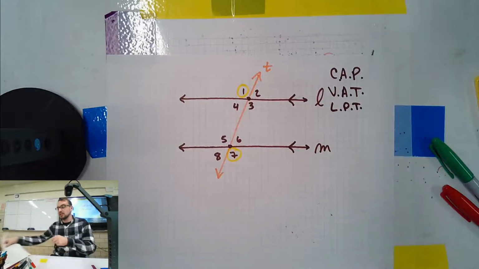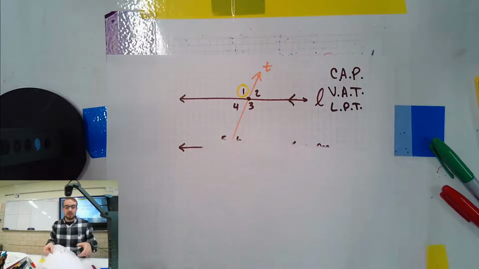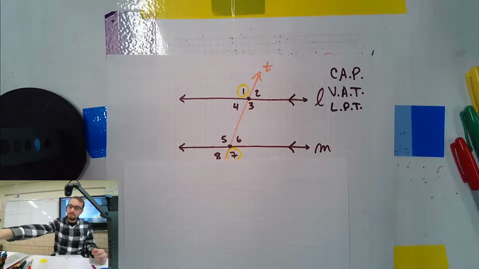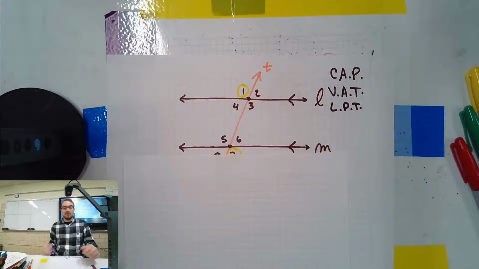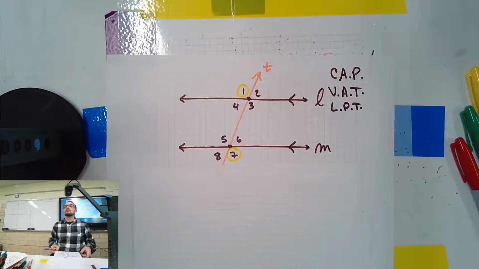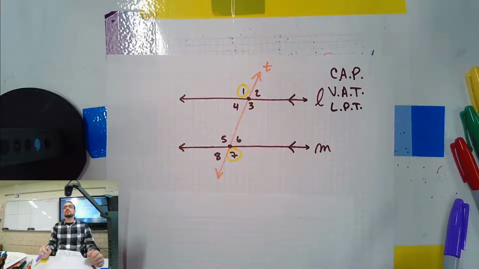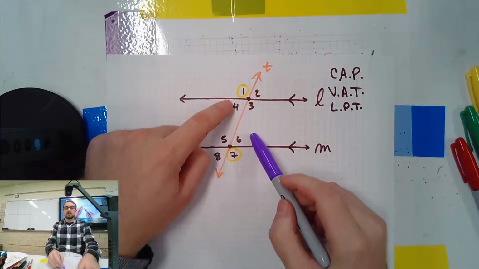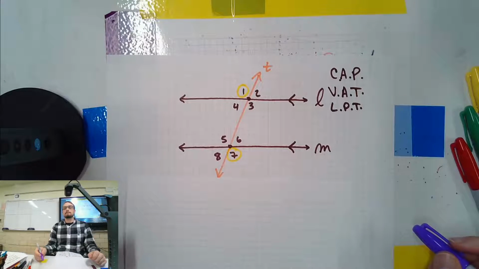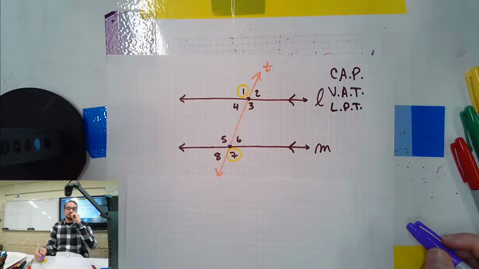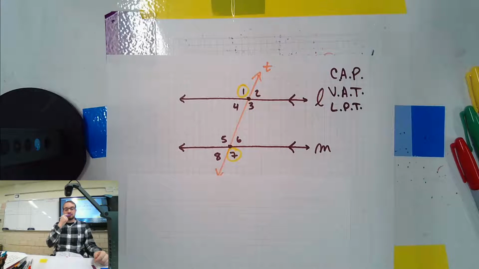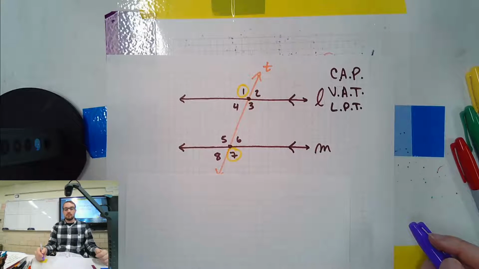Cool. Last one we needed to prove wasn't the alternate exterior angles, it was the what? We already proved the alternate exterior angles. What's the last theorem we need to prove? We did the alternate exterior angles. We've already done alternate interior. That was the first one we did. It's something on the exterior. Same side.